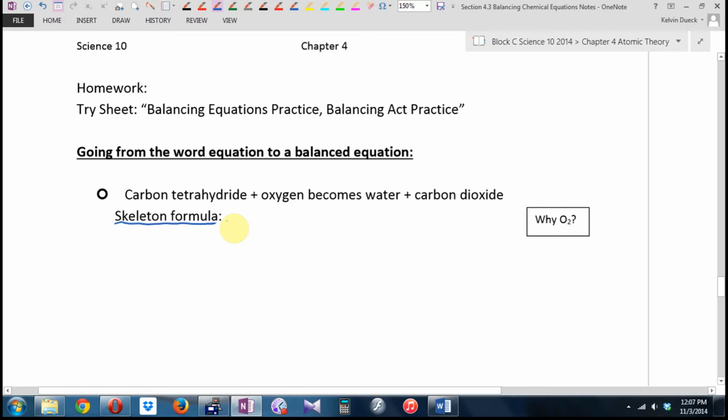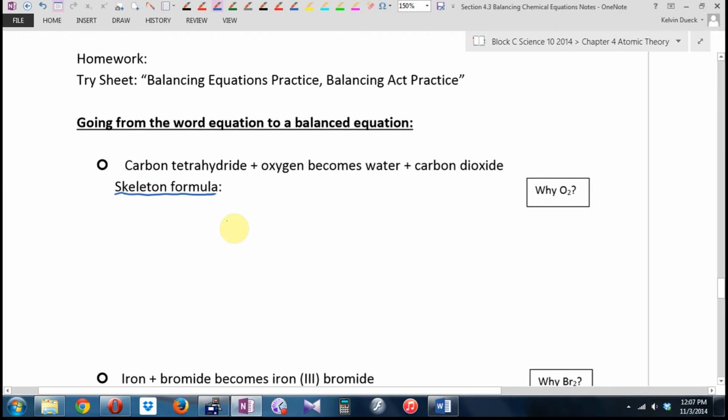Okay, but you know what? It's not the completed final product. This is called a skeleton formula because it's giving you the outline, the structure, but you haven't done the balancing yet. What do I mean by that? We want to write the chemical equation that results when we combine carbon tetrahydride plus oxygen, and that's going to become water plus carbon dioxide.